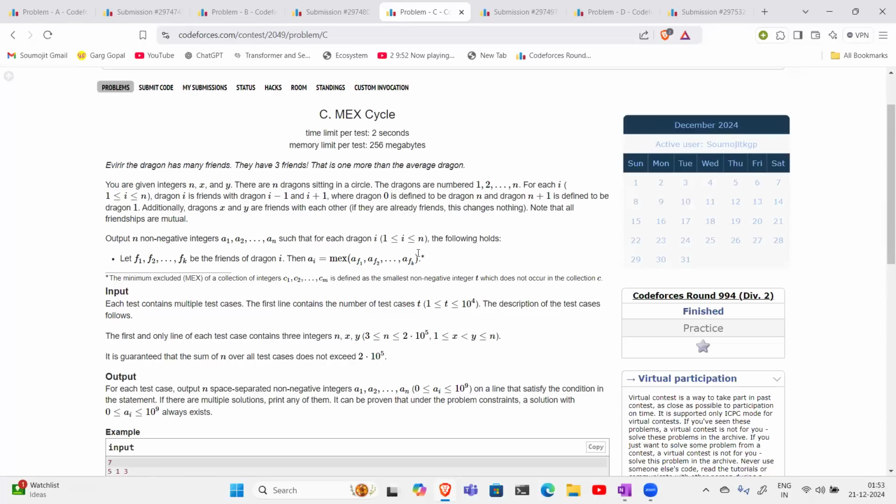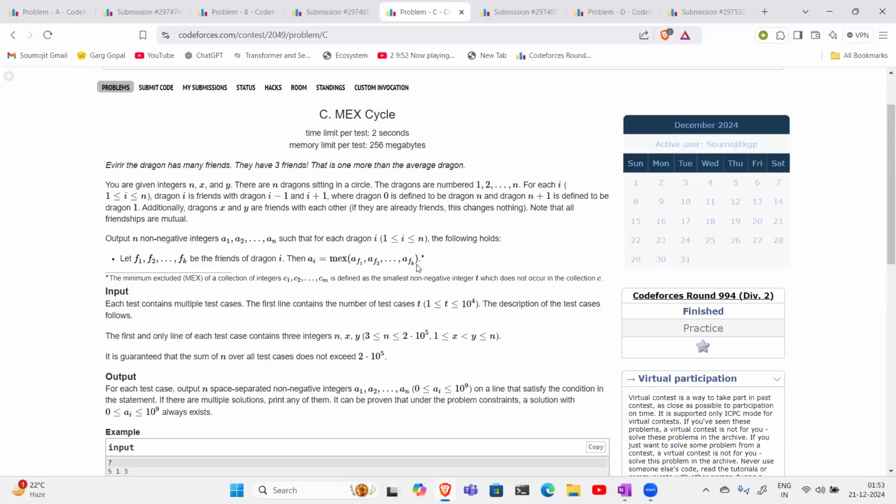For each i from 1 to n, dragon i is friends with dragon i minus 1 and i plus 1, where dragon 0 is defined to be dragon n and dragon n plus 1 is defined to be dragon 1. Additionally, dragons x and y are friends with each other. If they are already friends, this changes nothing. Note that all friends are mutual. What do we need to output? Output n non-negative integers a1 to an, such that for each dragon i, the following holds. Let f1 to fk be the friends of dragon i, then ai is simply the mex of a f1 to a fk.